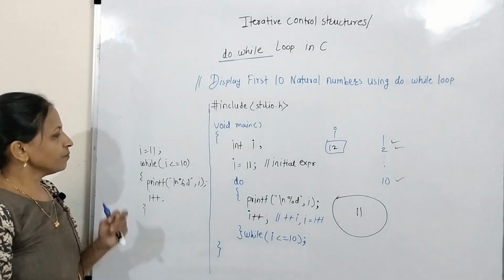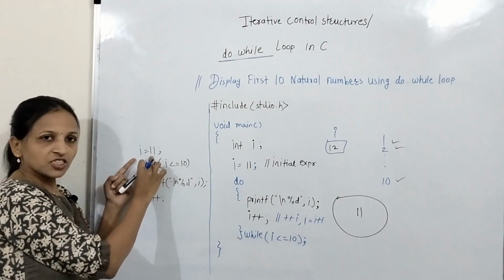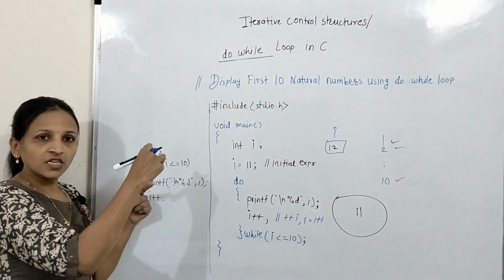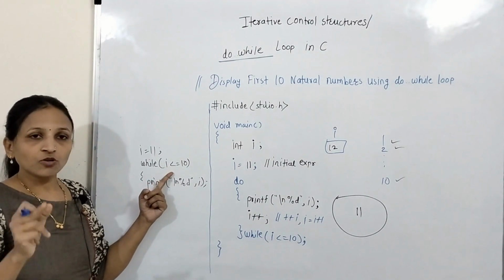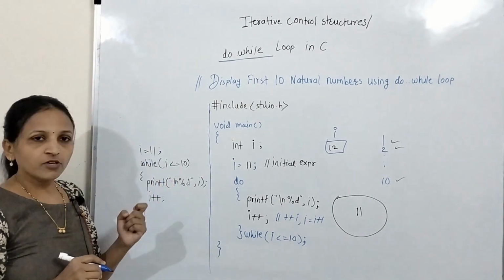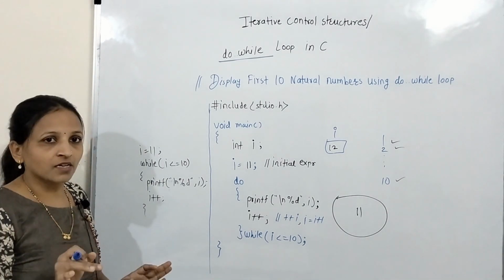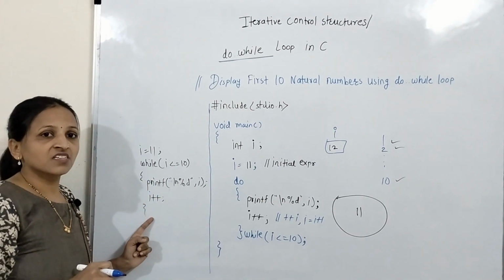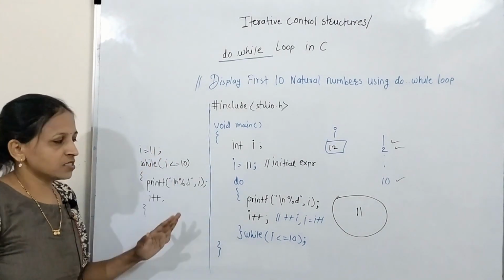But in this case, see, initially the value of I is 11 here. Control will come here: is I less than or equal to 10? Initially it will check the condition first at the entry point only, in case of while as well as in case of for. This condition will be checked. Is 11 less than or equal to 10? False. 11 is not less than or equal to 10; it is greater than 10. That's why the condition will be false and control will not go inside the body of the while. It will come here directly and you will not get any output in this case.